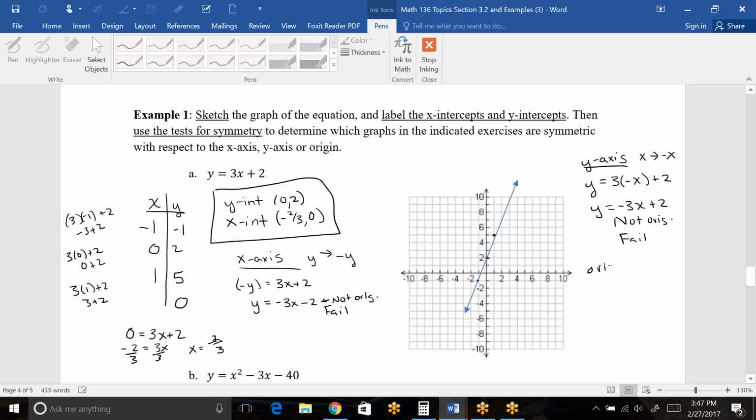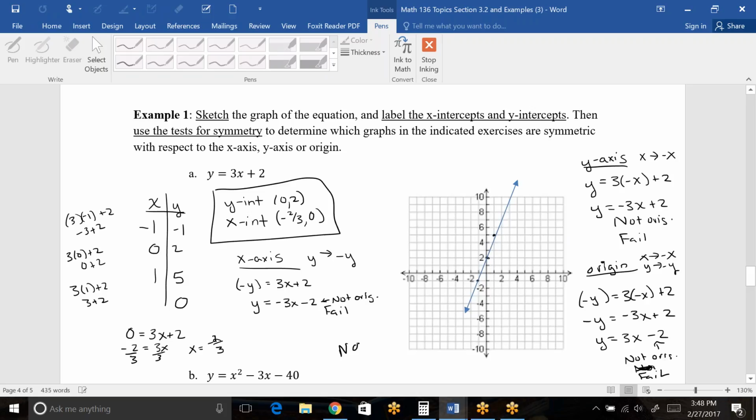And then the origin symmetry, which I already know this one doesn't have. The only way a line can have origin symmetry is if it actually crosses through the origin. But for this one you change x to negative x and y to negative y. So this would be negative y equals 3 times negative x plus 2. I usually work out the multiplication first, and then because this is a negative, I need to turn it back into a positive y because that's what we have here. So if I divide everything by negative, it still messes up this guy. So not the original, so this one is a fail there.